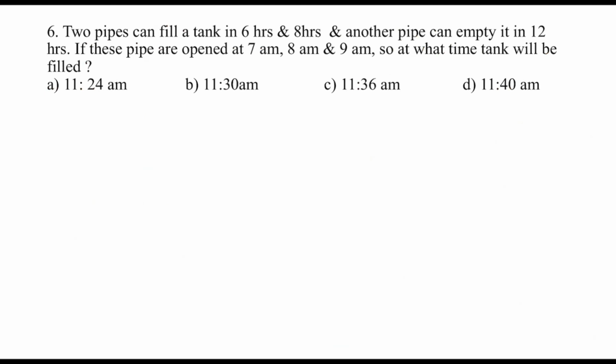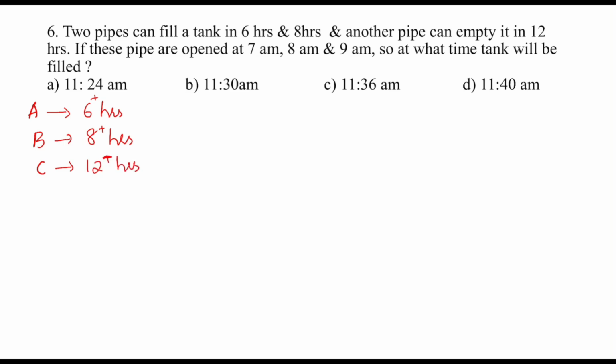So, let us name them A and B. Pipe A will fill the tank in 6 hours, and B will fill it in 8 hours. And another pipe can empty it, so we will name it C. C will empty it in 12 hours. So, it is minus.